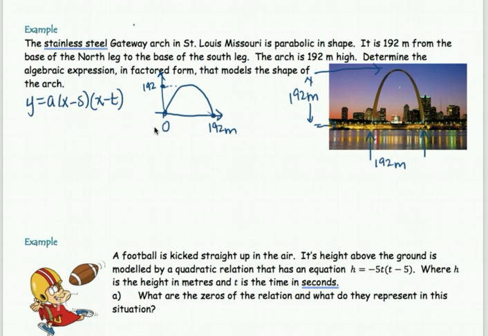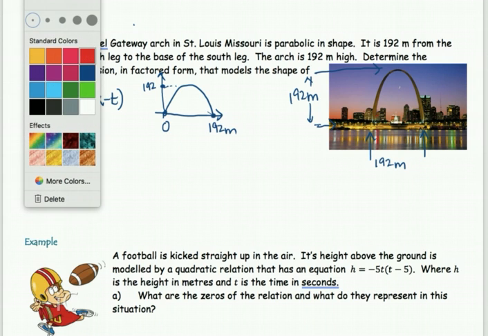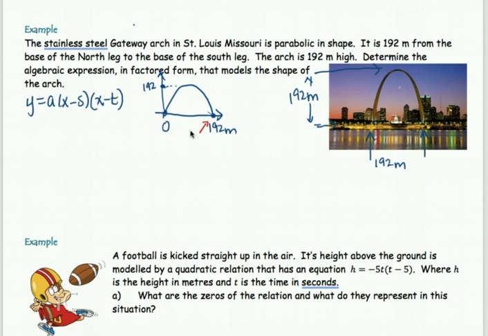From there, I need to find things like S and T, and then figure out A. From this picture, can you tell me what the x-intercepts are, what the zeros are? Hopefully you can see that the zeros are right here. Here's one of them, and here's the other one. Those are my zeros. That's my S and that's my T, or vice versa. So I know my S and T now.